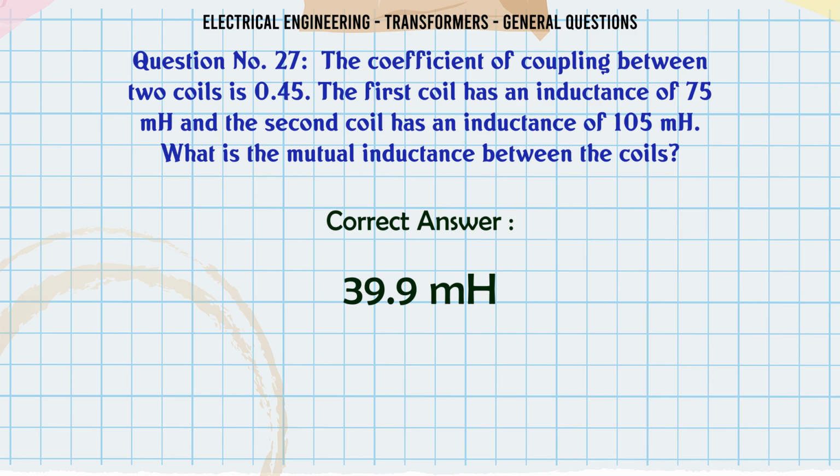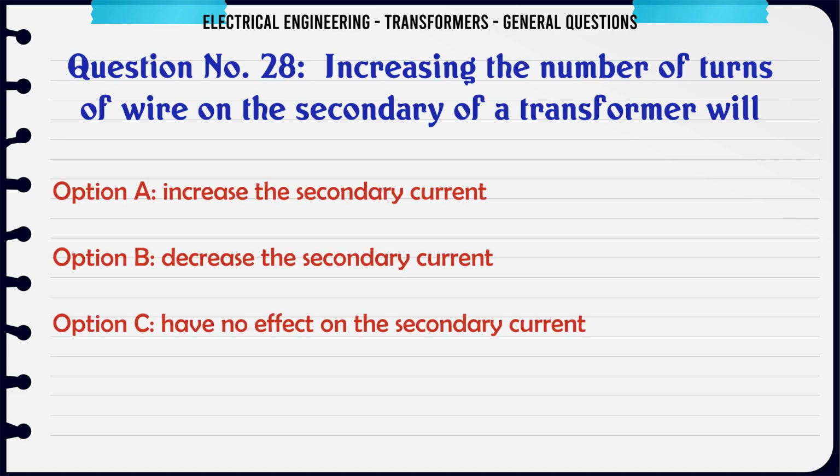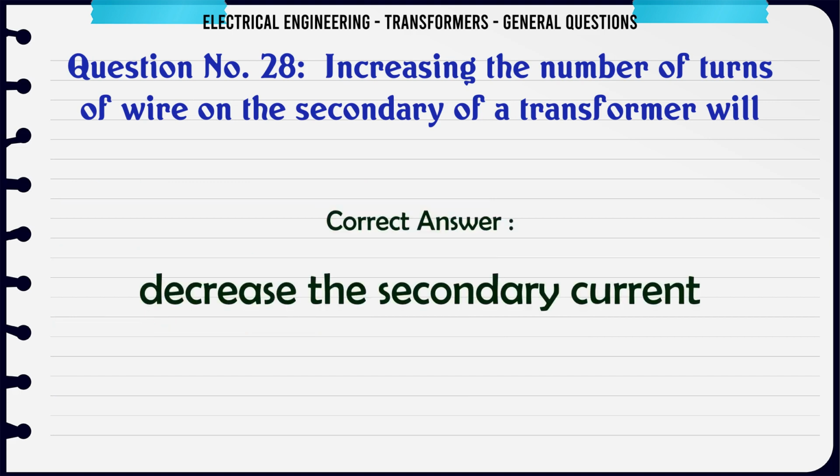39.9 mH. Increasing the number of turns of wire on the secondary of a transformer will A. increase the secondary current, B. decrease the secondary current, C. have no effect on the secondary current, D. increase the primary current. The correct answer is decrease the secondary current.